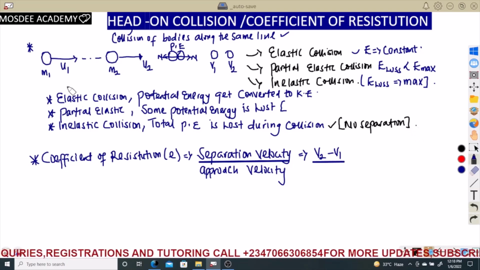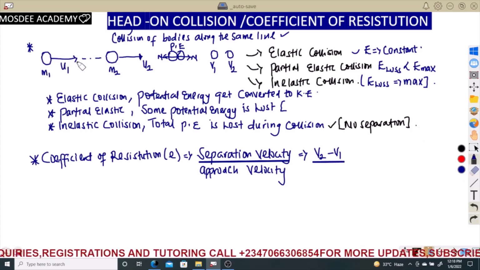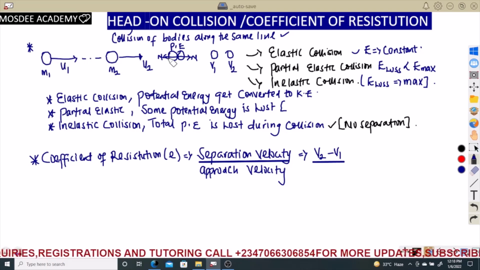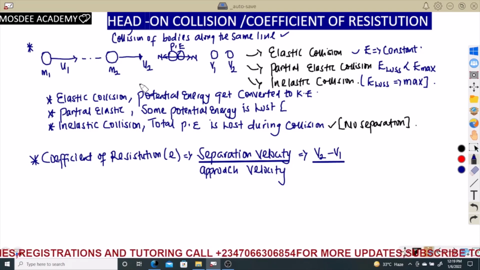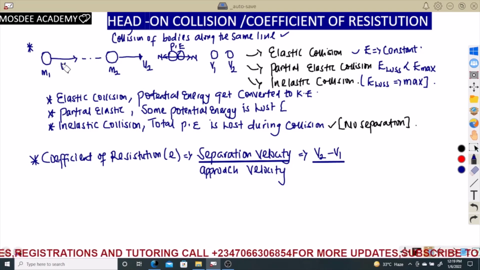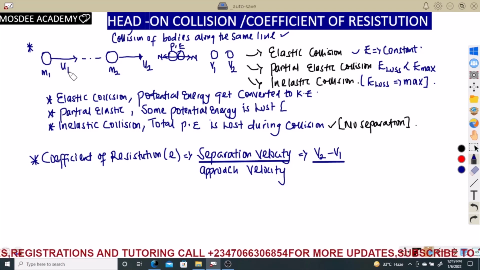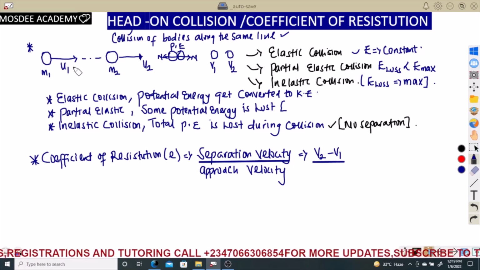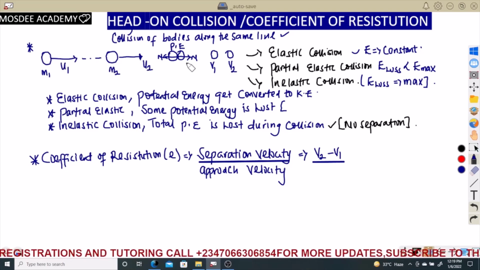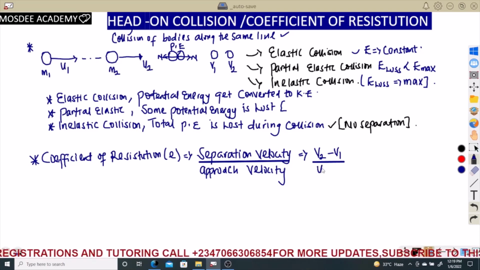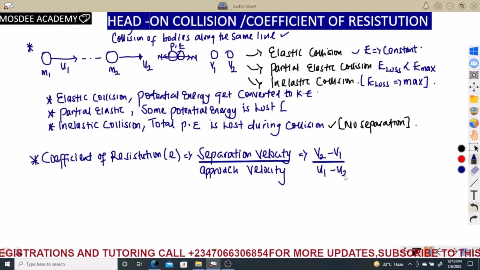The approach velocity: you can see the body starts from here, trying to approach this one. Then they come together in potential energy here, before they convert it to kinetic energy. Some of them will lose everything, and some will convert only part of it. So the approach velocity is always the initial velocity of the first body minus the initial velocity of the second body, which we say is U1 minus U2. Please keep this at the back of your mind.